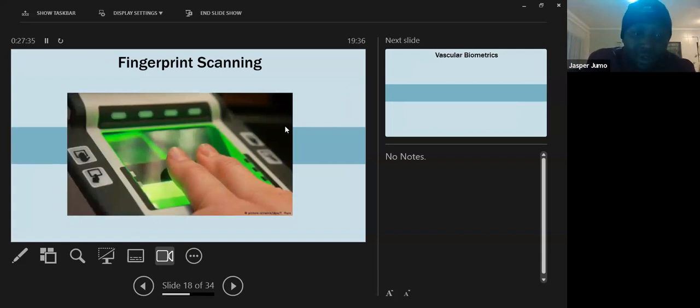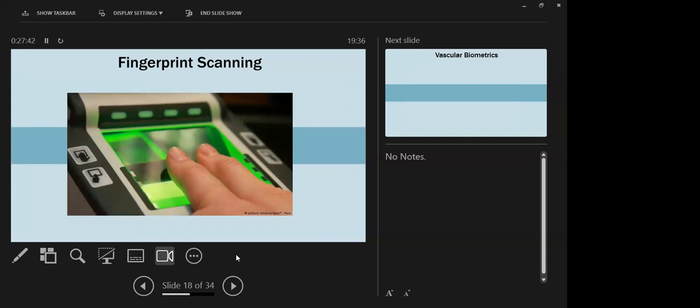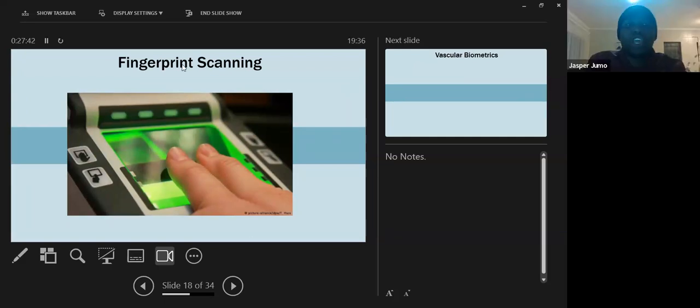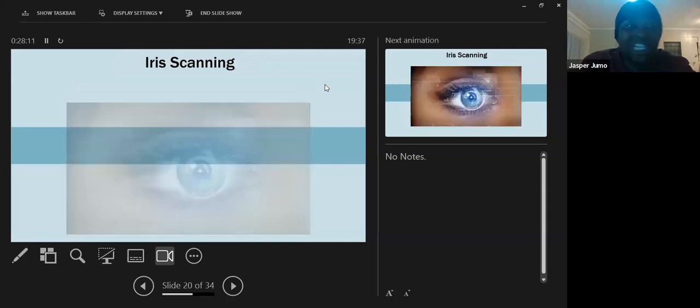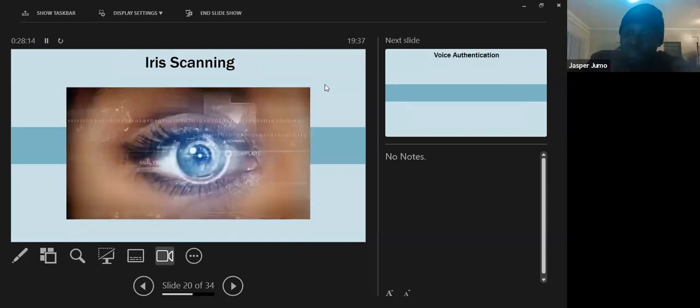So first of biometrics is what? Fingerprint scanning. I think you can see that nowadays your phones are getting so intelligent that you are able to log in using a fingerprint system. And there is now another type of biometrics called the vascular biometric system, where they can scan your hand, or maybe your palm, so that you will be able to gain access, or what is called iris scanning. These are not things from the movies. It is actually happening in other organizations.